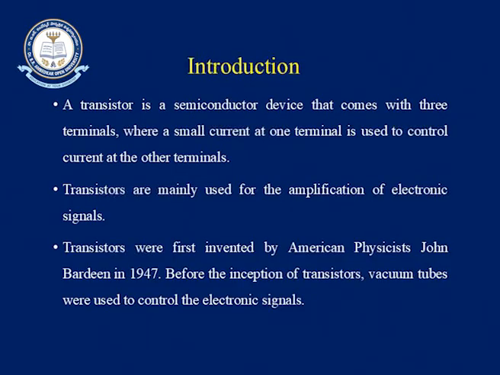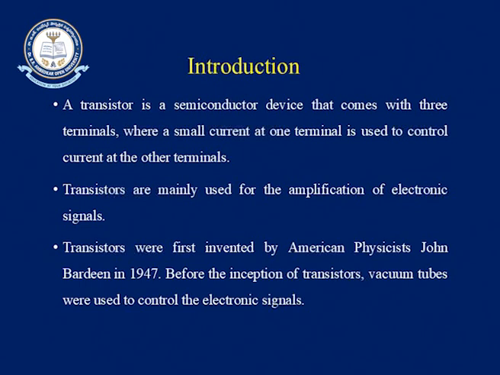What is the meaning of amplification of electrical signals? The actual input signal is weak in strength. After passing through the transistor, the signal strength is improved. That is what a transistor does. This transistor was invented by the scientist John Bardeen in 1947.